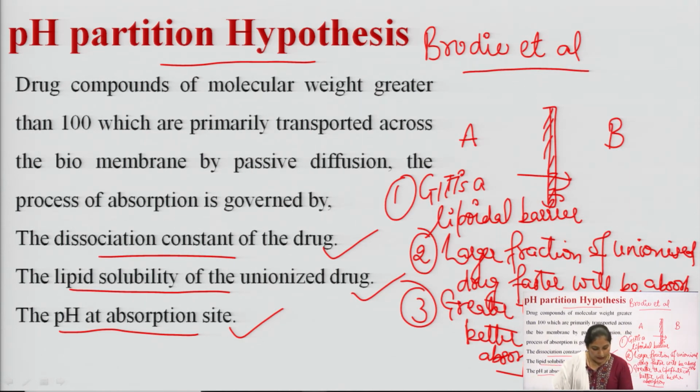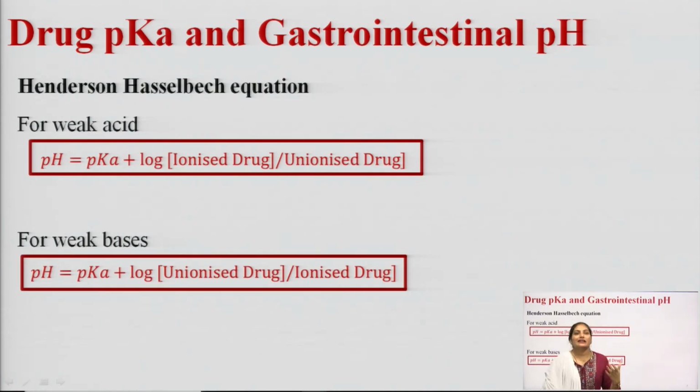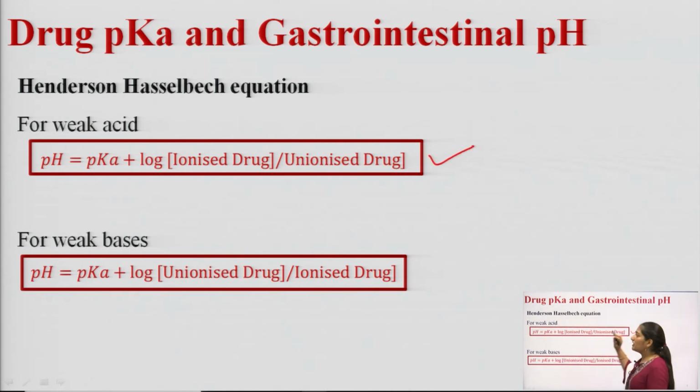So, the amount of drug that exists in the unionized form is a function of the dissociation constant. We can estimate how much drug is in ionized form and how much is in unionized form by the Henderson-Hasselbalch equation. In case of a weak acid, the Henderson-Hasselbalch equation is: pH is equal to pKa plus logarithm of the concentration of ionized drug divided by the concentration of unionized drug.